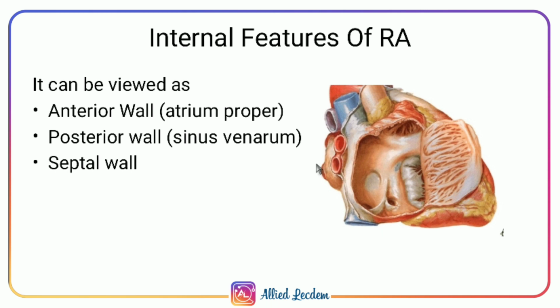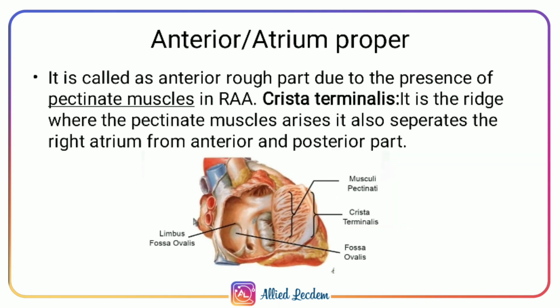Internal features of RA. It can be viewed as anterior wall, posterior wall, and septal wall. The anterior wall is also called the atrium proper. It is the rough part because of the presence of pectinate muscle in the right atrial appendage. There is a ridge from which the pectinate muscle arises, called the crista terminalis. The term pect means comb.